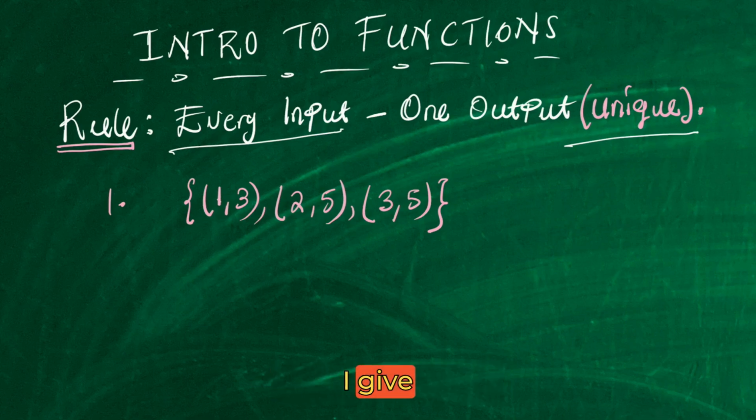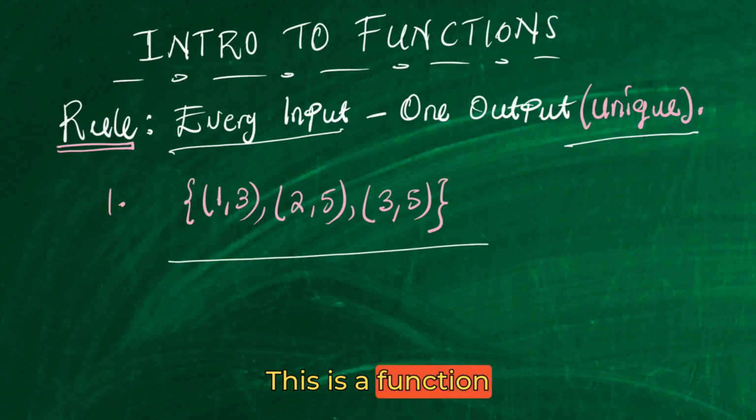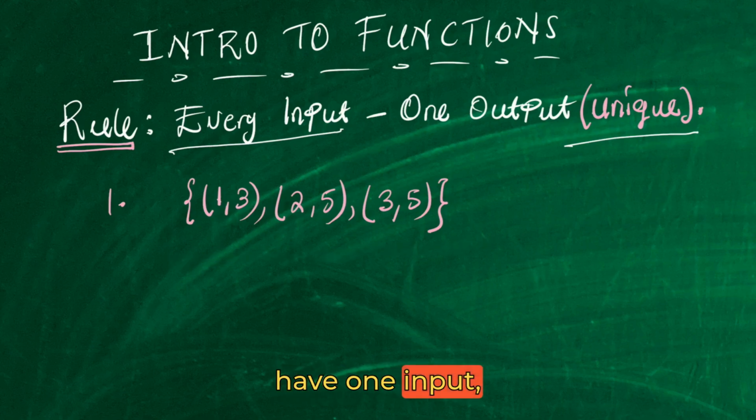In this example, I give you an illustration of a function, right? So a function is just a set of ordered pairs. You can see here it is represented as a set, right? This is a function because I have one input, which is 1, and the output is 3. The input is 2 here and the output is 5.